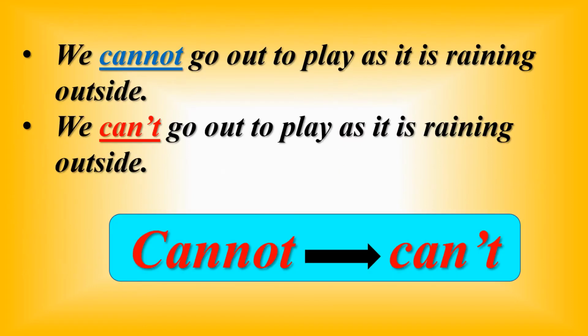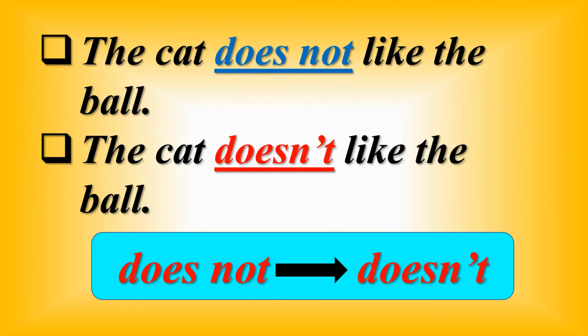First example, we cannot go out to play as it is raining outside. Here we have written the same example by using a contraction. Instead of cannot, we have used can't, C-A-N-T. We can't go out to play as it is raining outside. Next example, the cat does not like the ball. We have written the same sentence with the help of a contraction. The cat doesn't like the ball. Instead of does not, we have used doesn't, D-O-E-S-N apostrophe T.